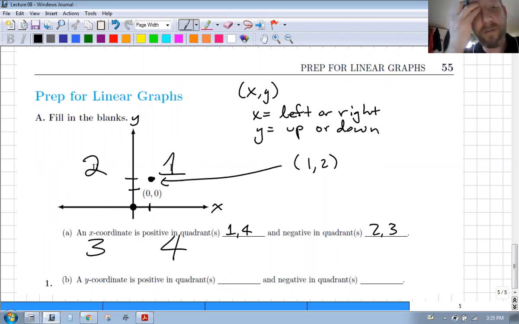Now, Y coordinates. If the Y coordinate is positive, that means we've gone up. So you're either in quadrant 1 or 2. And if your Y is negative, you've gone down. So you're either in quadrant 3 or 4.